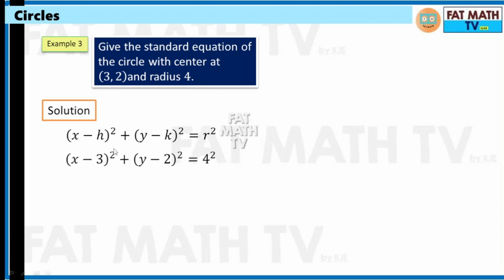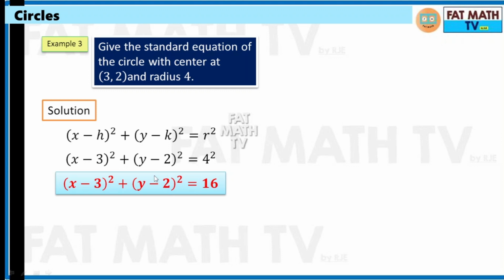If you replace that into the equation, you will get (x - 3) squared, because h is 3, plus (y - 2) squared, because k is 2, equals r, which is 4 squared. After that, you just square this 4 and make it 16, and that will be the standard equation of the circle with center (3, 2) and radius 4: (x - 3) squared plus (y - 2) squared equals 16.